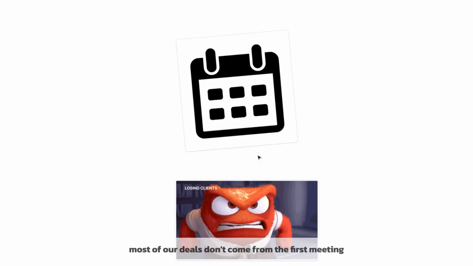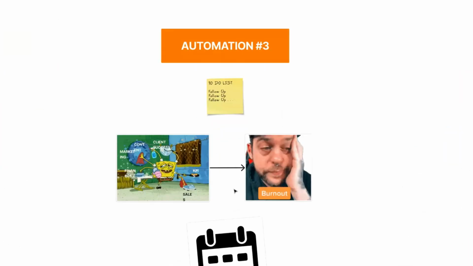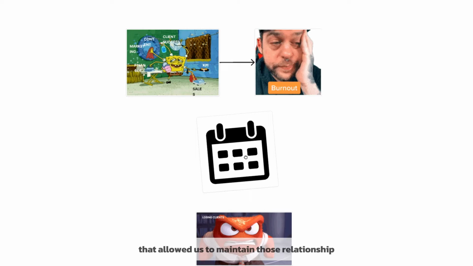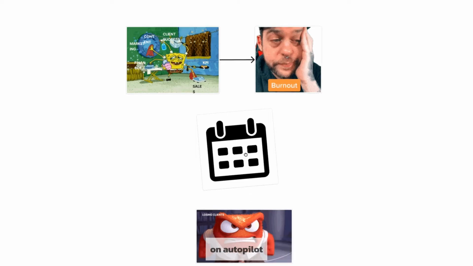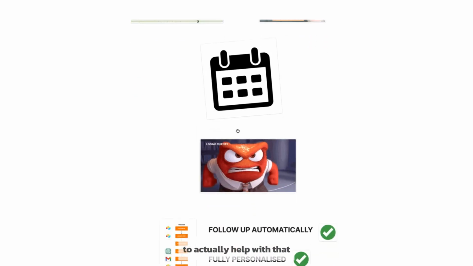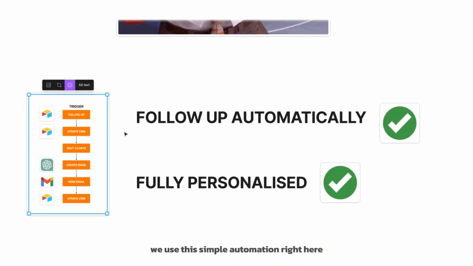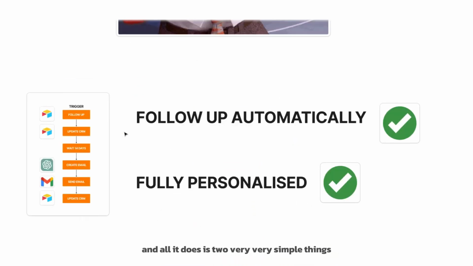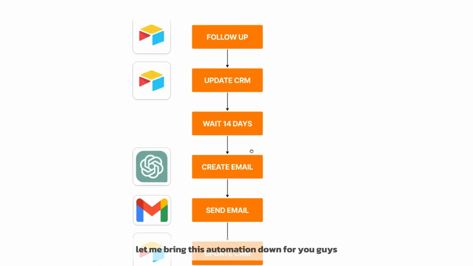Most of our deals don't come from the first meeting. They come 2 or 3 months down the line. So if you didn't have a correct follow-up system that allowed us to maintain those relationships on autopilot, then I'll tell you right now, we wouldn't have the amount of clients that we do. To actually help with that, we use this simple automation right here. And all it does is 2 very simple things. It follows up automatically and creates a fully personalized follow-up based on the stuff that they say in a sales call. Let me break this automation down for you guys.